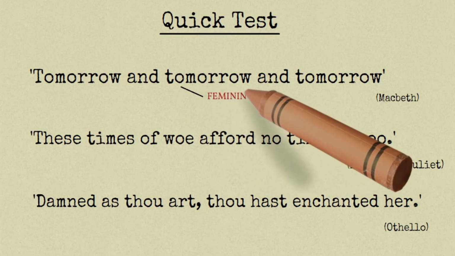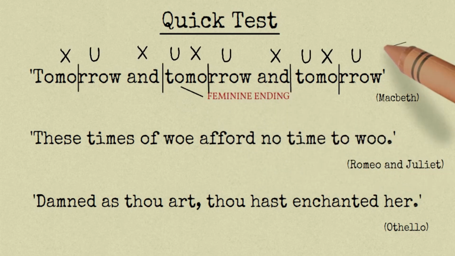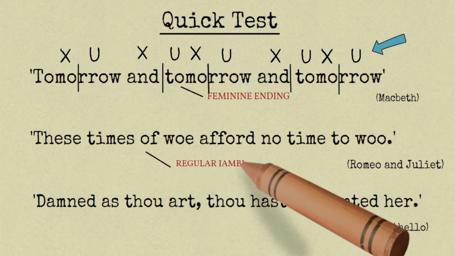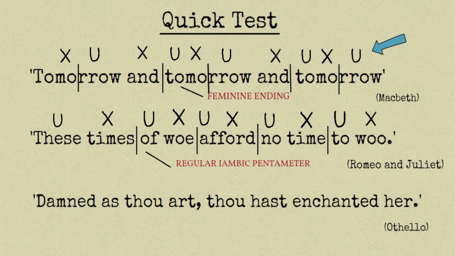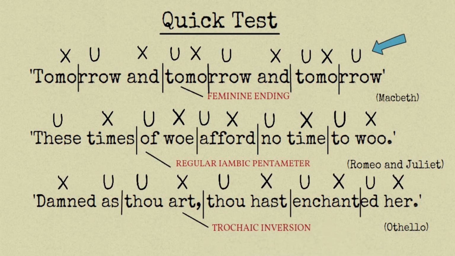The first line has the feminine ending because it has 11 syllables and the last one is unstressed. The second one is regular iambic pentameter, 10 syllables in an unstressed, stressed pattern. Lastly, we have the trochaic inversion because the first syllable is stressed and the second one is unstressed, but the rest of the line follows the iambic pattern.